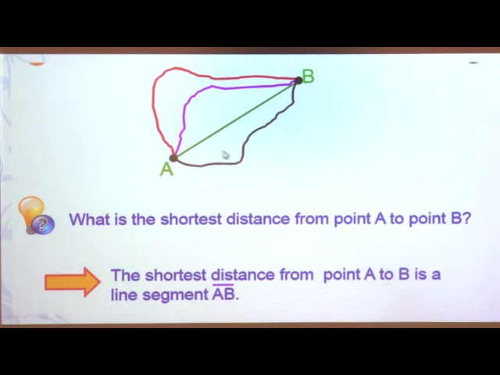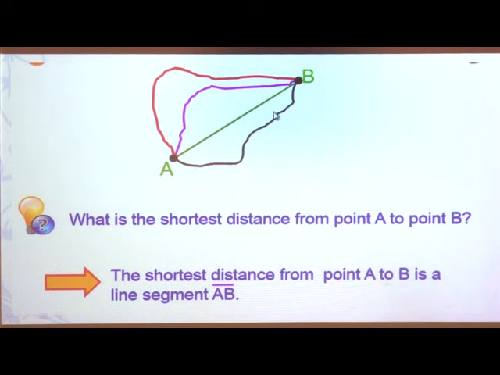See here students, now two endpoints are given, A and B. Now there are different routes: the first one is drawn with pink color, the second one is drawn with red color, and the third one is drawn with black color. So, to go to B from A, there are different ways to reach there, right? One is the pink line, one is the red line, and one is the black line.